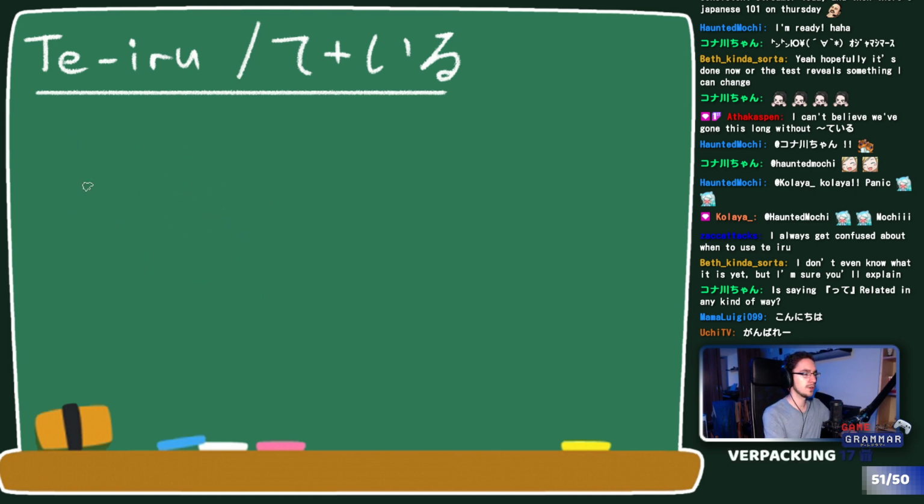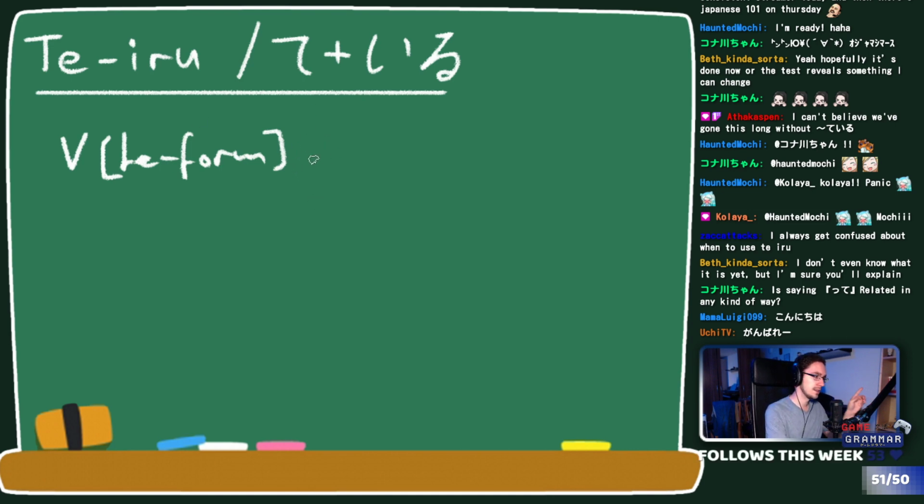So, let's talk about Te-Iru. The first thing we're going to get out of the way real quick: what do I mean by Te-Iru? It's fairly simple. We want a verb in Te form. And I hope you remember Te form. If not, we have done multiple episodes on that, so be sure to review it. It's not that hard to do. Te form conjugation, really essential, definitely something to remember. And then we just add iru, okay?